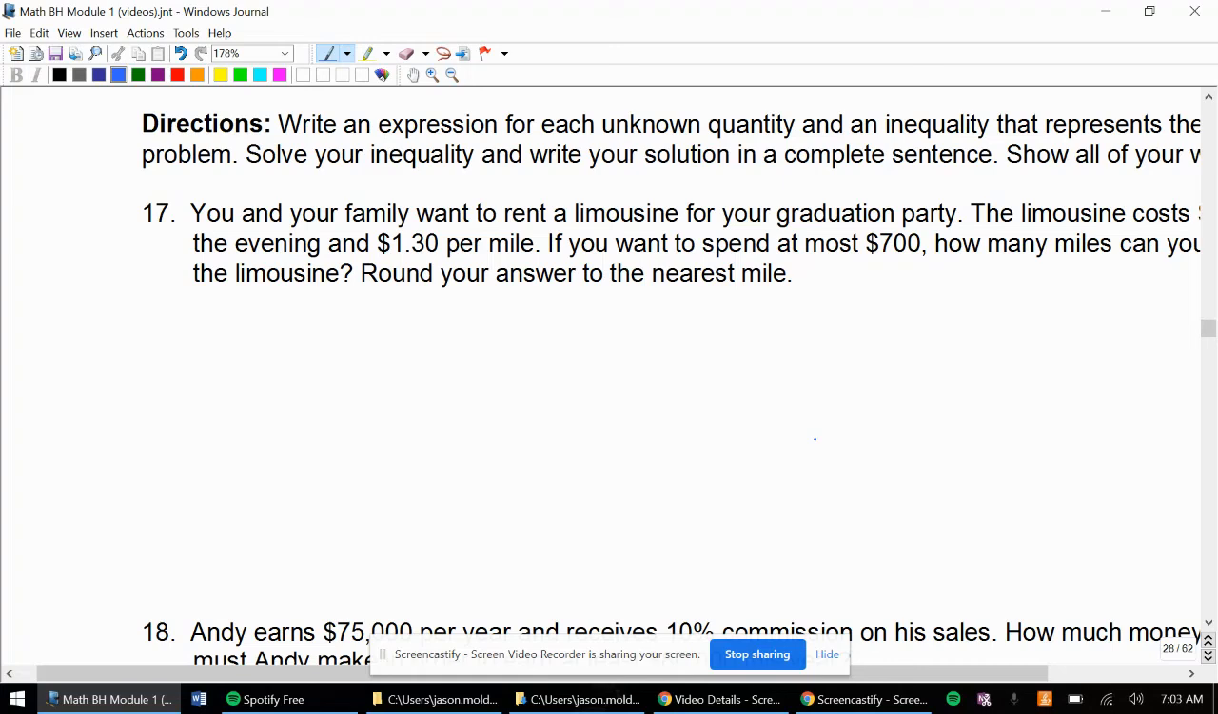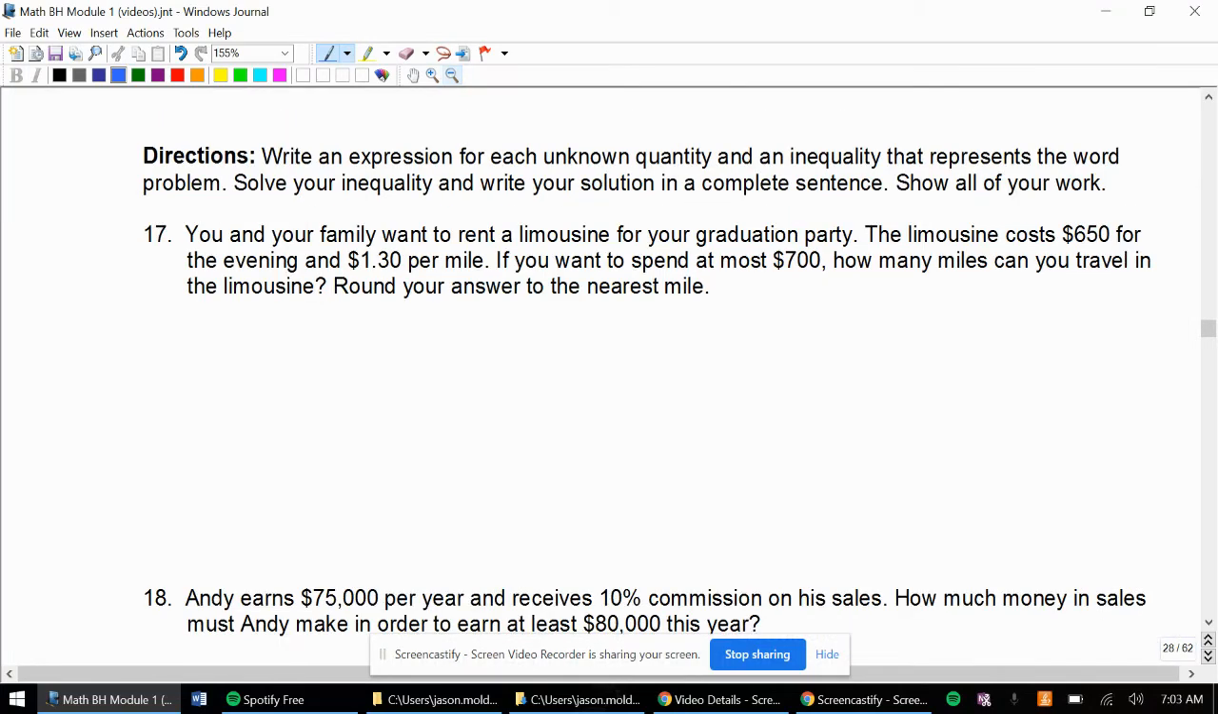On this page, I'm going to go through 17 and 19. The instructions are pretty much the same as they were for word problems involving equations. It does have the reminder that it's an inequality.